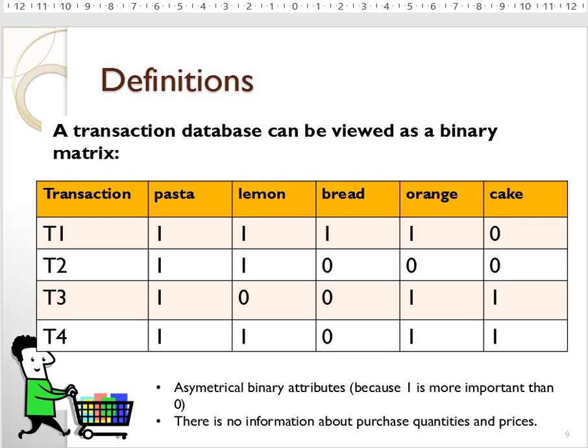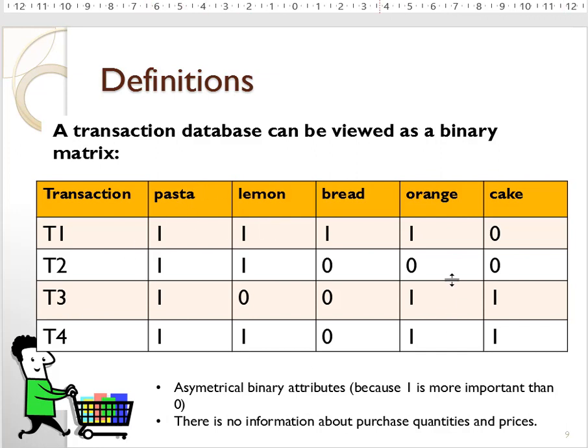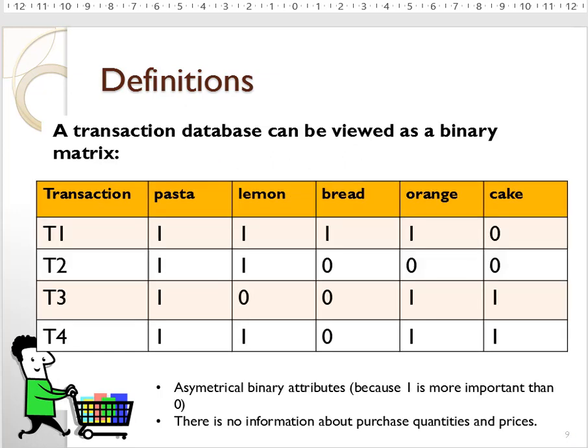So, about the transaction database, you can also think about this as a binary matrix. So, this is the same as what I showed you before. It is another representation of the same data. So here in transaction 1, we have pasta, so we have 1, lemon 1, bread 1, orange 1, and 0 for cake. So 0 means to not buy, and 1 means we buy something, and so on. Okay, so what I show you here is the same as what I showed you before. It is just another way to represent the same thing.